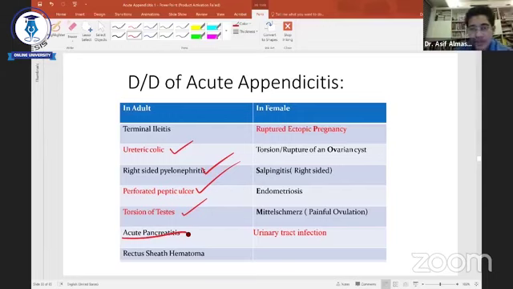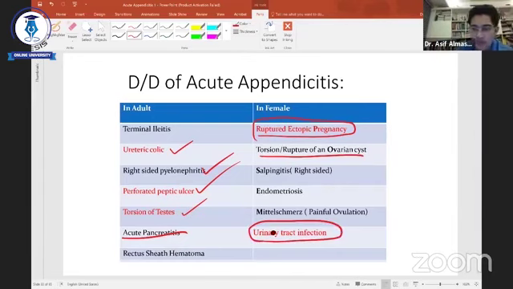In a female patient, make sure you do a pregnancy test, very, very important, because ruptured ectopic pregnancy is quite common. Torsion or rupture of an ovarian cyst, very important. Urinary tract infection, this is also important. Must exclude by doing a urine C&S. Do an ultrasound. In a female patient, never go for appendicectomy without doing an ultrasound of the abdomen.